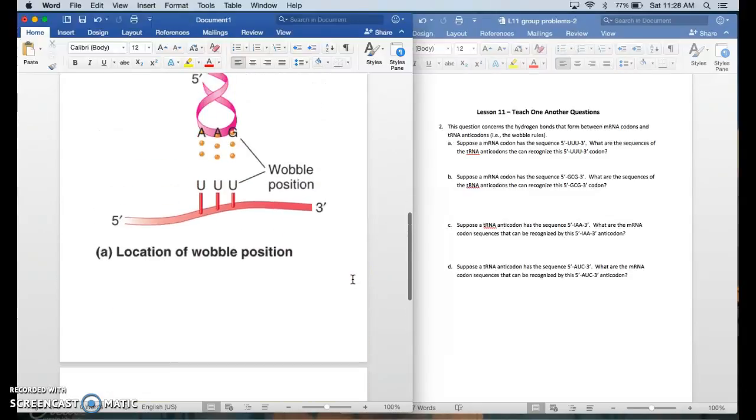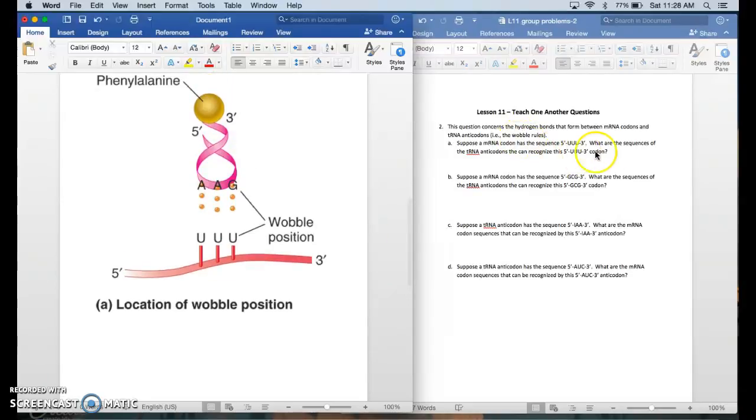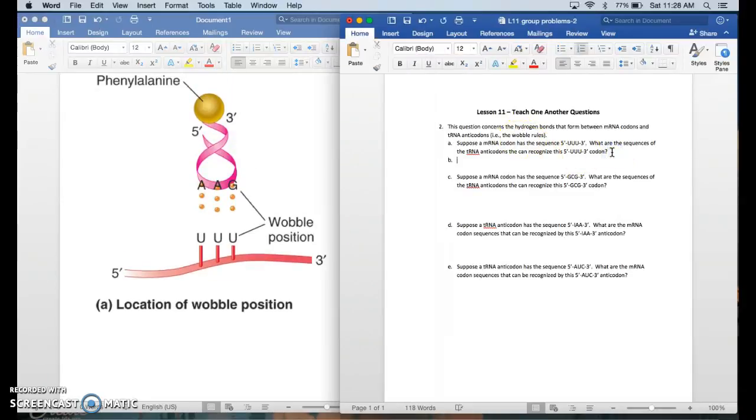We can use this picture to answer our first question. We're trying to find what different options we have for a UUU mRNA. Remember that when we match it up with our mRNA, we would start with the 3' end. The first two that match up are these UU, so that means we have AA, because they follow the rule. However, the third one is the one that can vary.